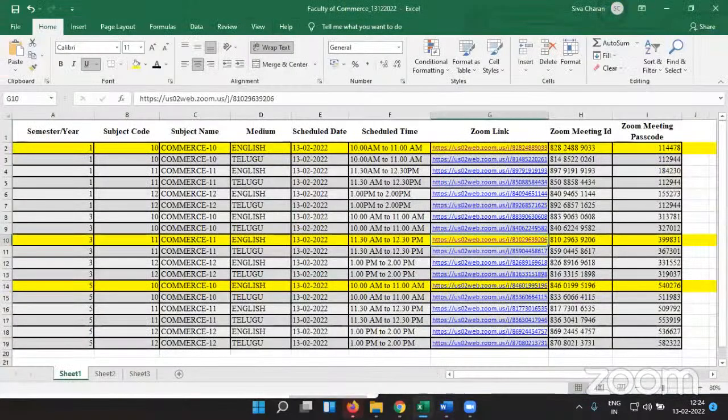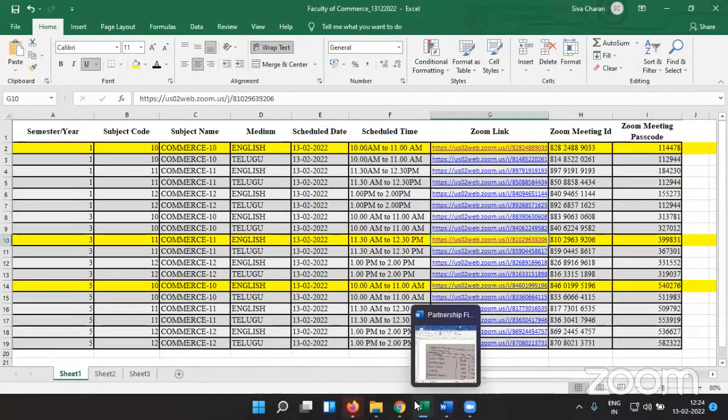I'll close this window. I hope you all understood. Okay, I'll share it with you, just a moment. Wait, this document I'll share with you.